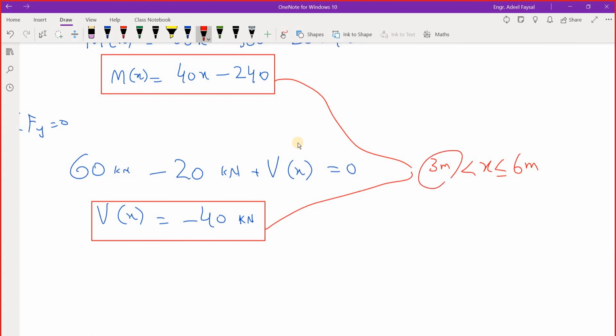Therefore this 3 meter is not included in any of these equations. At 3 meter the equation for shear is discontinuous. For bending moment it is continuous, but for shear it is discontinuous.